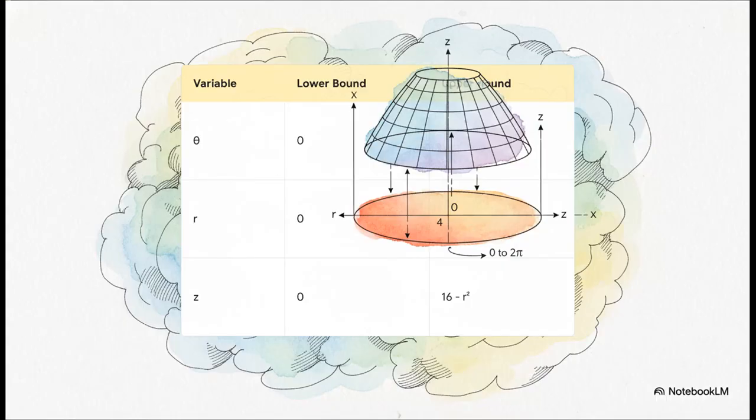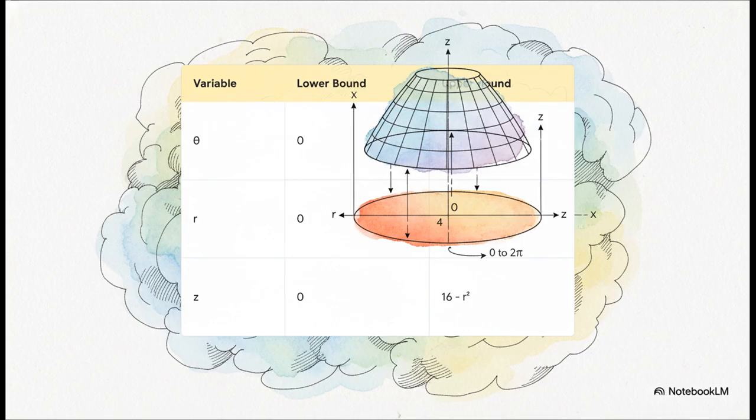All right, let's figure out our bounds. Again, it's a full symmetrical shape, so theta goes from 0 to 2 pi. Now for z. The floor is z equals 0. The ceiling is the paraboloid itself. And what's x squared plus y squared? It's r squared. So our upper z bound is 16 minus r squared.